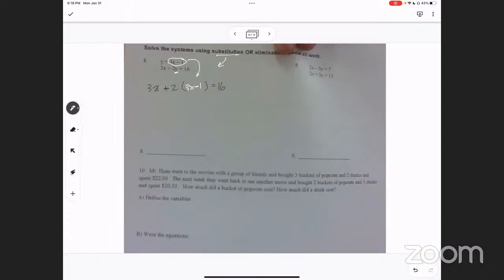So the first step is to distribute. The next step is add like terms. That's what I forgot to do. And add 2 to the other side, right? What do I get when I add 2 to the other side? 18. Good. And that means x equals what? 2. Good. And now, how do I find y?